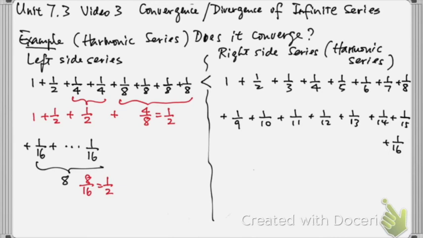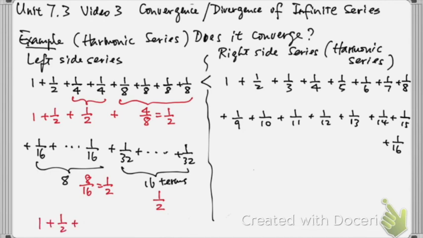So you can imagine if I keep doing the same thing on the left side, let's say the next time I'm going to add 1/32, in this case 16 terms, I'm going to end up with another 1/2, right? So the left side series is basically 1 plus 1/2 plus 1/2 plus 1/2 plus 1/2. And because it's an infinite series, I can collect as many terms as I want. I can have as many 1/2 as I want.